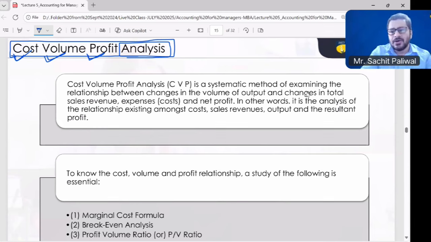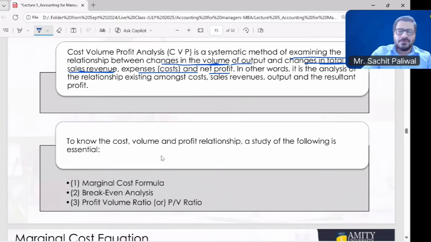It is a systematic method of examining the relationship between the change in volume of output, change in total sales revenue, expenses, and net profit. Everything is interconnected. And to do this analysis, we have certain techniques. The first one is the marginal cost formula, the marginal cost technique. The second is break-even analysis. And the third one is PV ratio, profit volume ratio. With the help of these three techniques, we will analyze CVP, cost volume profit analysis.